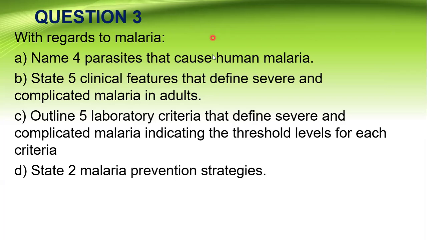CNS features, convulsions, hallucinations, good. Blurry vision. I mean, for that, you have to give an explanation how to relate that with malaria. But blurry vision, no. Confusion, yes. So we have altered mental status. And then the last one, they usually come in the last one, coma, okay? A coma is also a CNS feature.